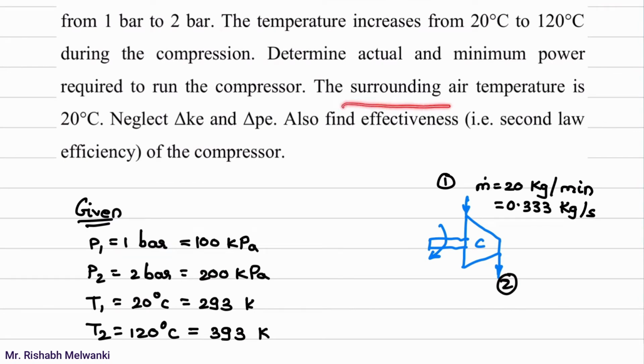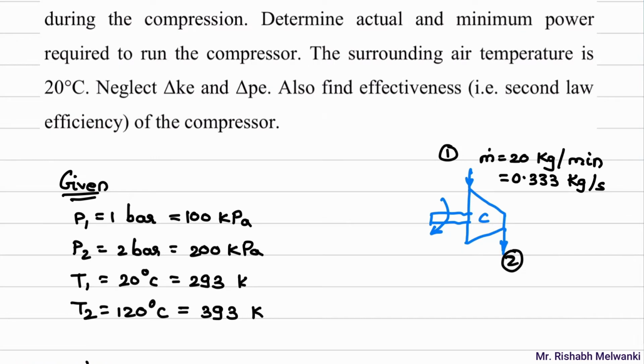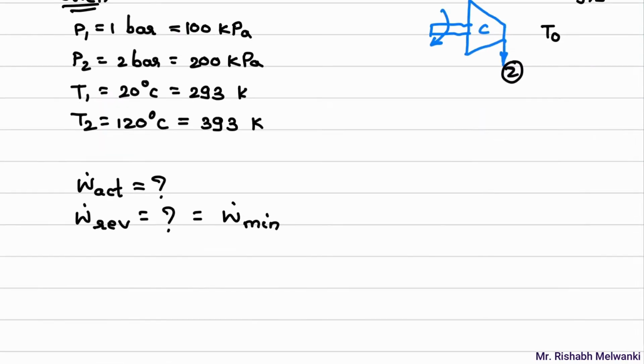The surrounding air is 20 degrees Celsius. So what notation do we have to use for surrounding air temperature? T naught. The atmosphere is somewhere over here, so atmosphere temperature will be T naught. T naught is given in the question as 20 degrees Celsius. So what will this be in Kelvin? 293 Kelvin.